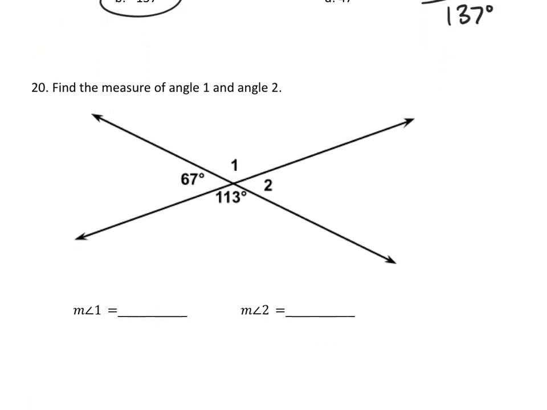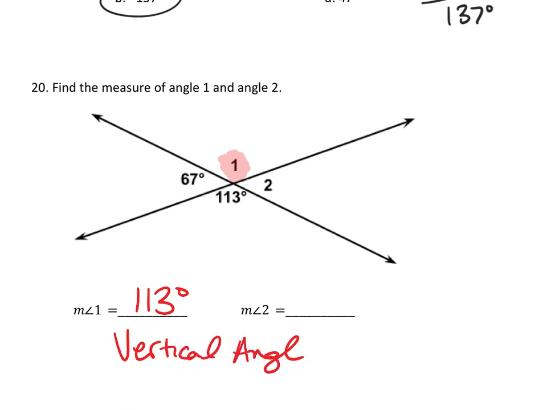Last but not least, number 20 says find the measure of angle 1 and angle 2. Let's start with angle 1. If we want angle 1, what does that equal to? 113. Why? What are those angles called when they're up and down like that? Starts with a V. Vertical angles. We're just trying to see if you remember that vertical angles are congruent. And if that's the case, what's angle 2? 67 degrees. Guys, it's just the same as its vertical angle, the one across from it. Can we handle that one?